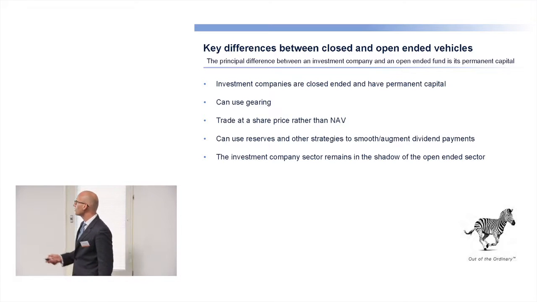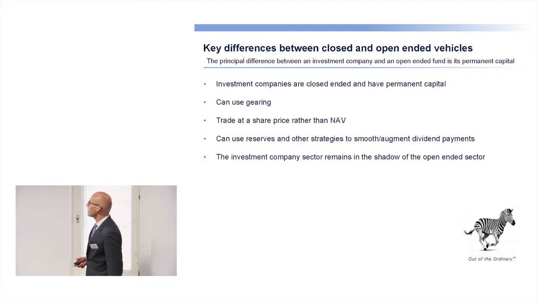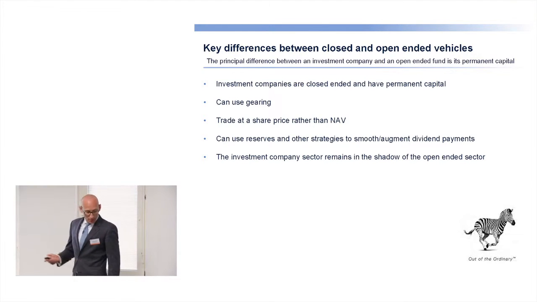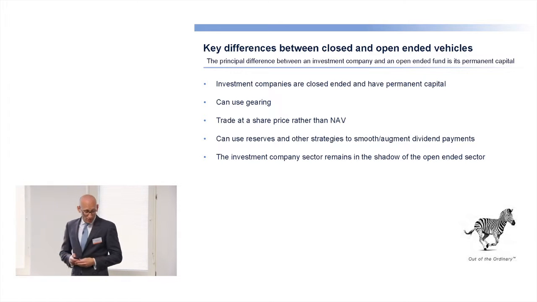So let's kick off with a quick revision lesson. It'll be very, very quick. Investment companies are closed-ended and they have permanent capital. They can gear. Investment trusts can trade at a share price rather than an NAV.